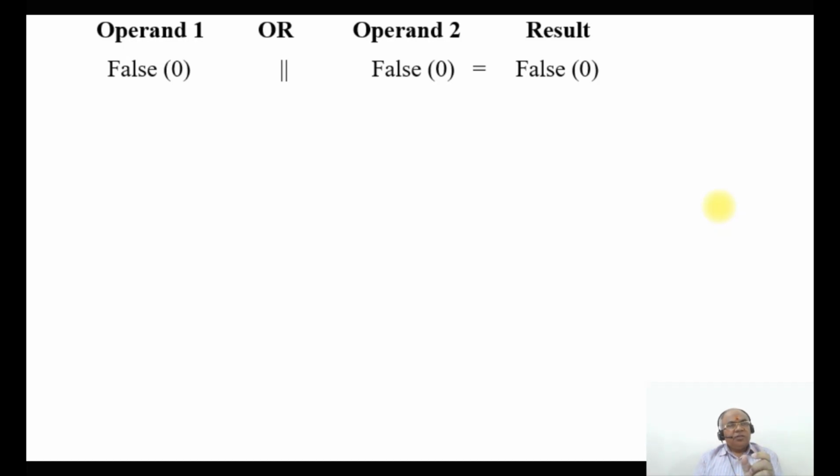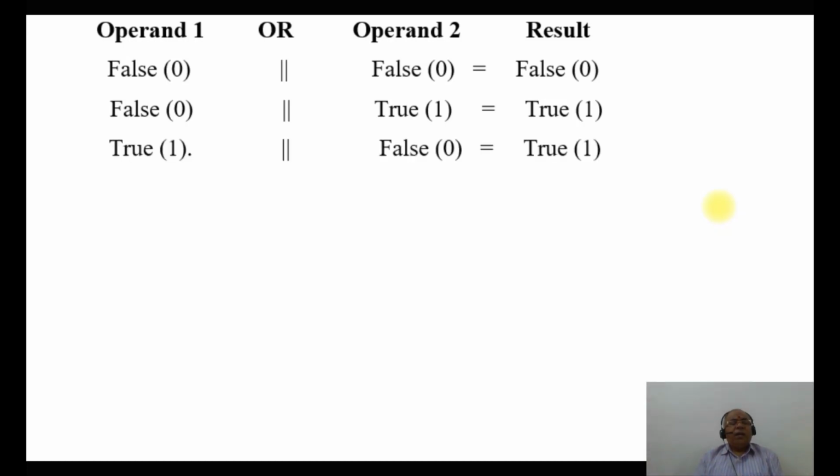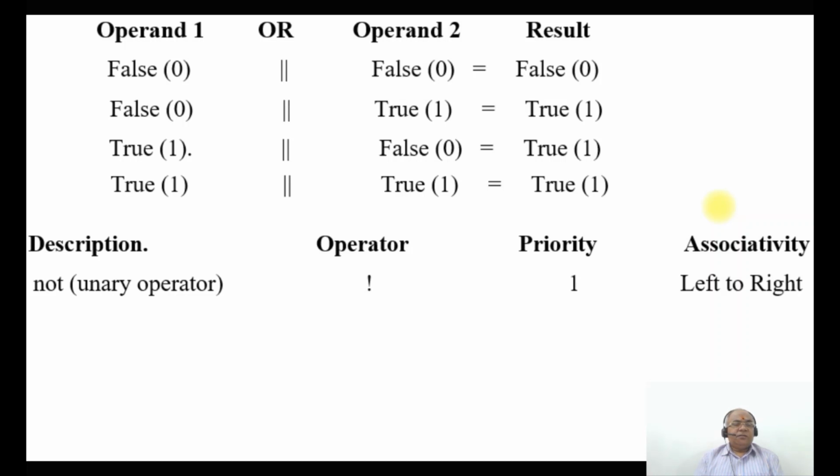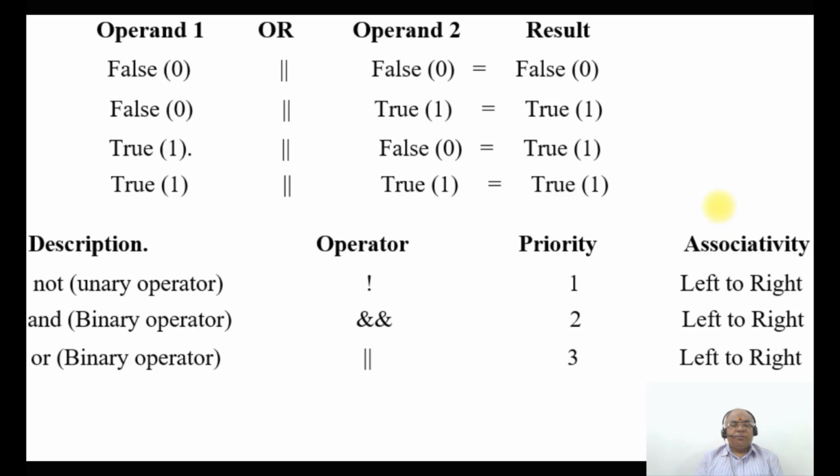0 or 0 is always 0. 0 or 1: if 1 is true, then it becomes true. 1 or 0 is always 1. 1 or 1 is always 1. So that means 1 is true, 0 is false. Then the descriptions: not is a unary operator, priority 1, left to right associativity. AND is a binary operator, priority 2, left to right. OR is a binary operator, priority 3, left to right.